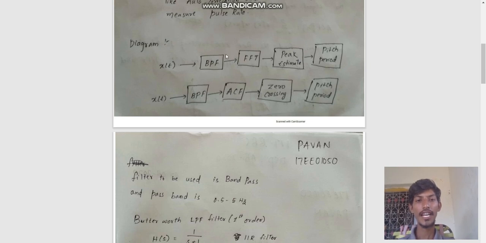One is we can pass the PPG signal through a band pass filter, then use FFT, then estimate the peak and find the pitch period. Or after passing the band pass filter, we find the autocorrelation function, then zero crossing, then we find the first peak and then we find the pitch period.